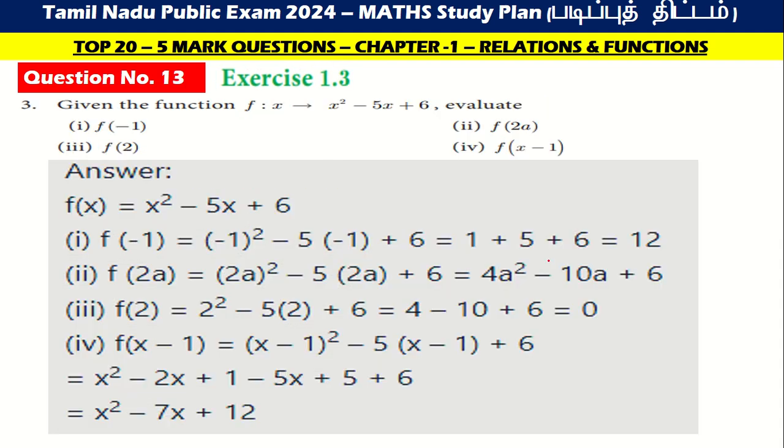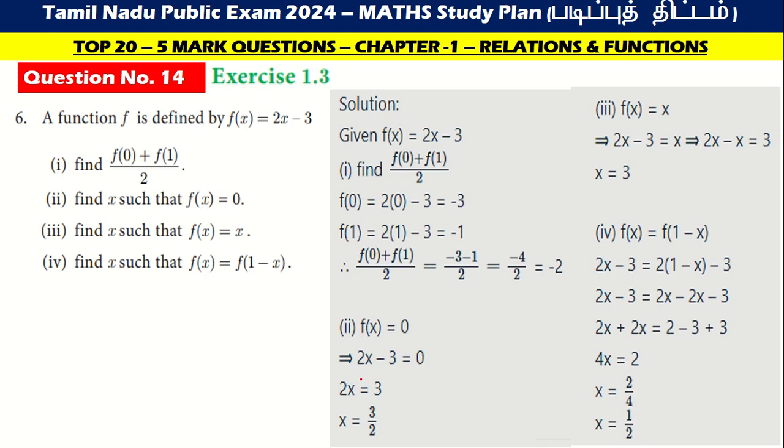The 13th one: x square minus 5x plus 6. When we substitute minus 1, we get 12. For f of 2a, it is 4a square minus 10a plus 6. Then f of 2 is equal to 2 square minus 10 plus 6, which gives 0. Then for a minus b whole square, it is a square minus 2ab plus b square, minus 5 into 1 plus 6, so we get x square minus 7x plus 12. Let's go to the 14th sum.